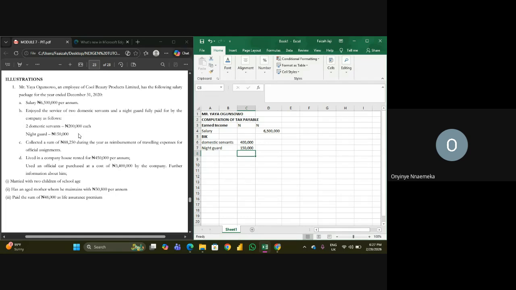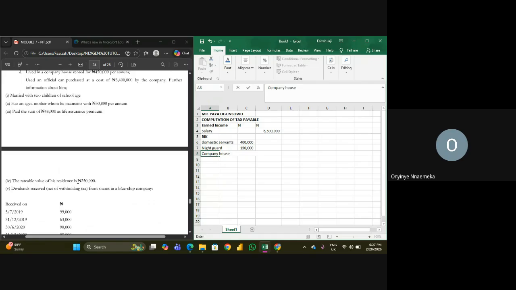Then he lived in a company house. Company house. And I told you that you will use rateable value. You use rateable value, which is how much? 250,000. Then what else? The official car.